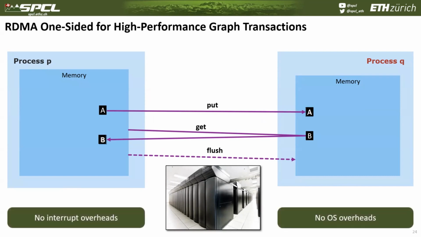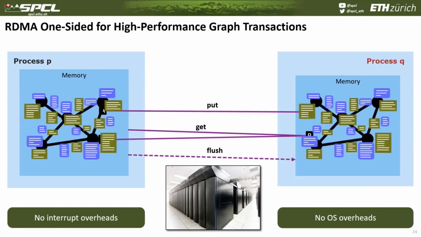We like RDMA one-sided because it comes with certain advantages for performance, namely, for example, no overheads from interrupts at the remote site or no operating system overheads. But now there is a question: we have these very rich and complex irregular graph datasets with labels and properties, and how do we manage and manipulate them in the RDMA setting that doesn't really come with a lot of native support for such complex and rich datasets?